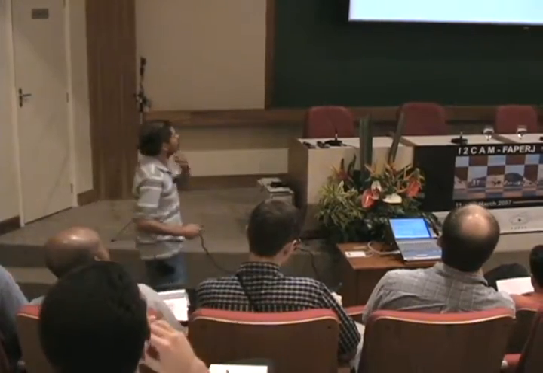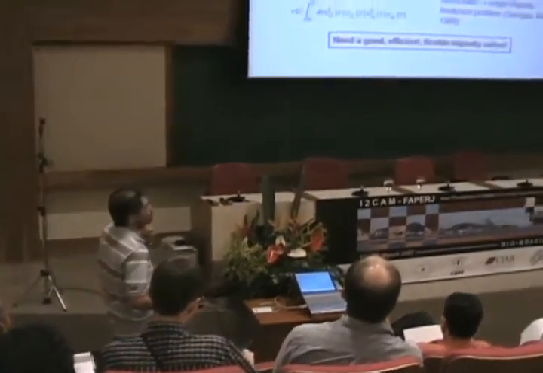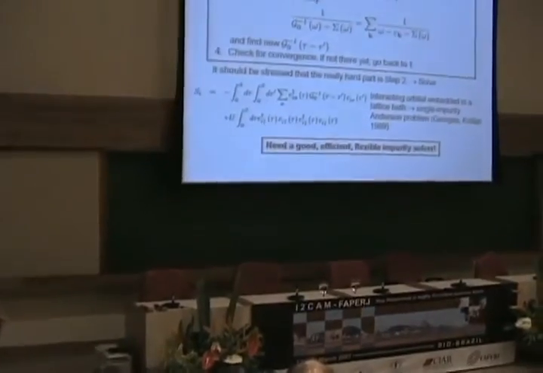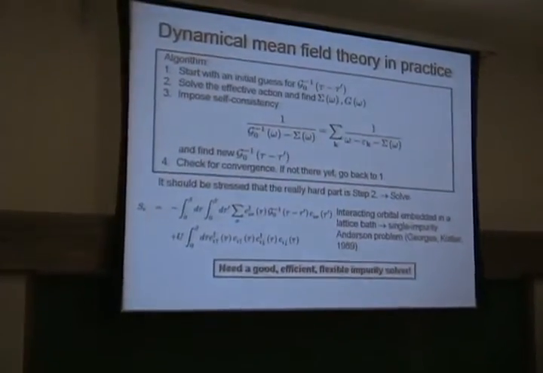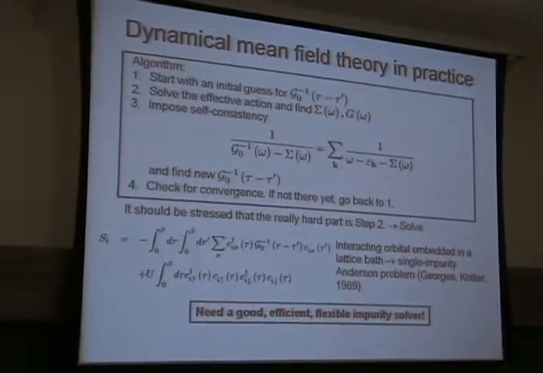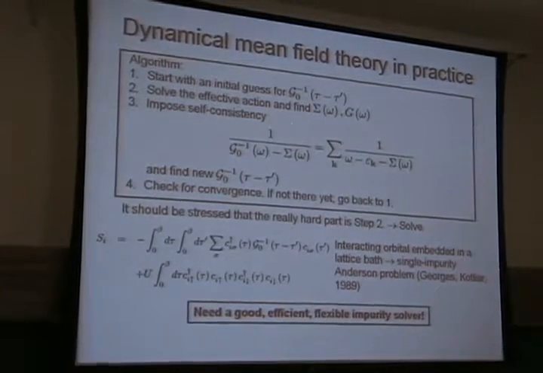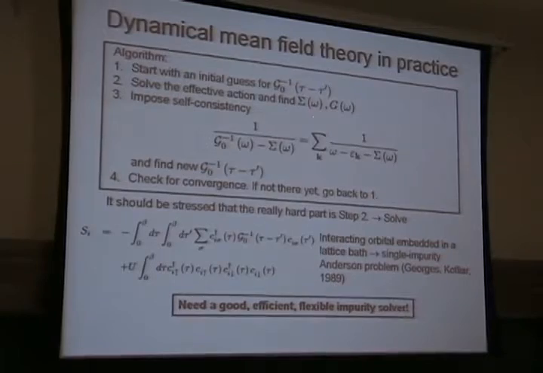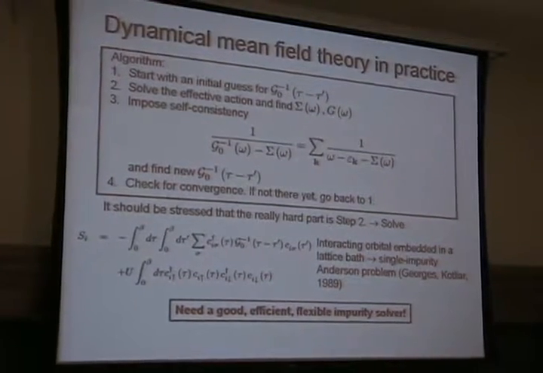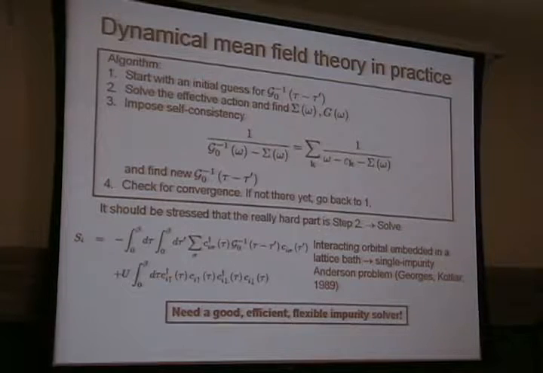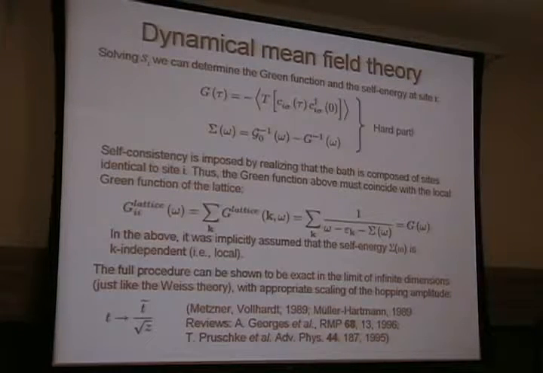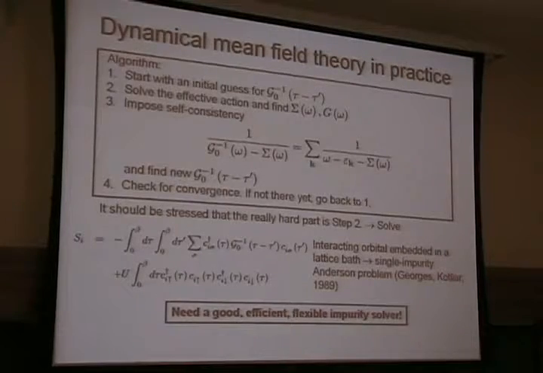Okay, so just recapping the algorithm here. If you start with an initial guess for your order parameter, calligraphic G0, you can define that local action I wrote. You can solve it and find the self-energy and the Green's function, and then you can impose self-consistency. So this is the same equation I had here, just written again, now in terms of G0.